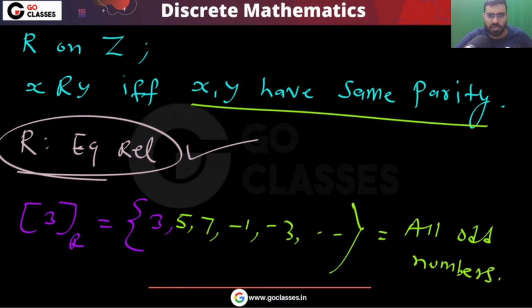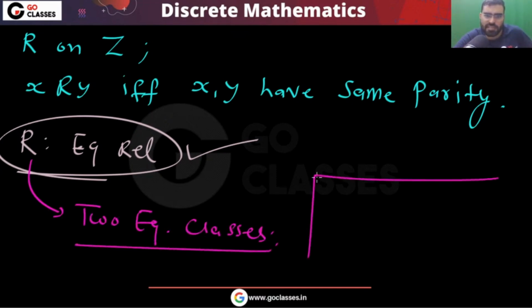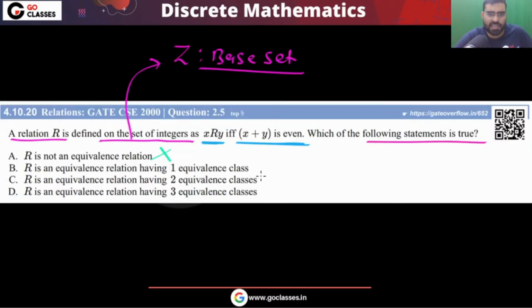So that's it, everything is covered. This is an equivalence relation, and it has two equivalence classes. This is your set of integers. One class is all the even numbers and one is all the odd numbers. So there are two equivalence classes, and this is the partition of the set of integers. One part has all the even numbers, another part has all the odd numbers. The answer will be option C.